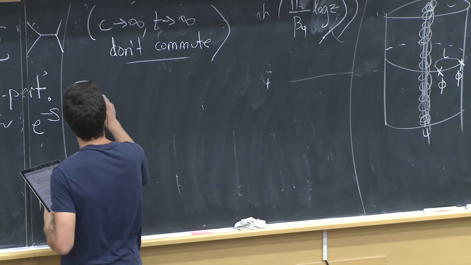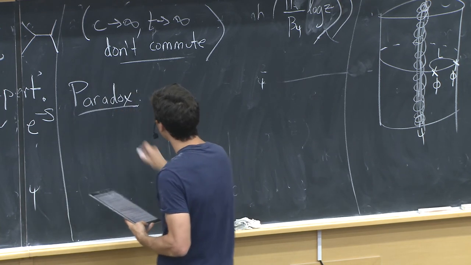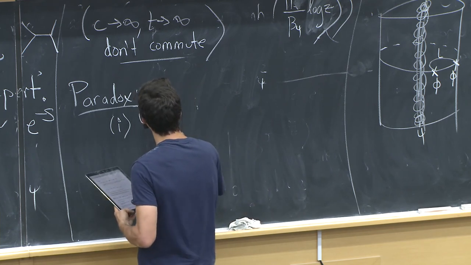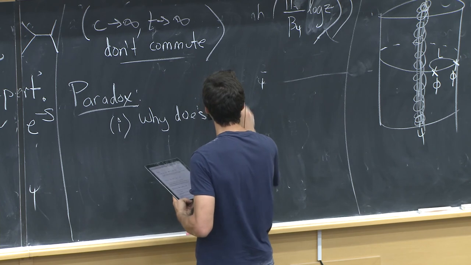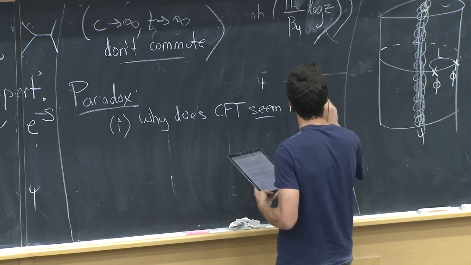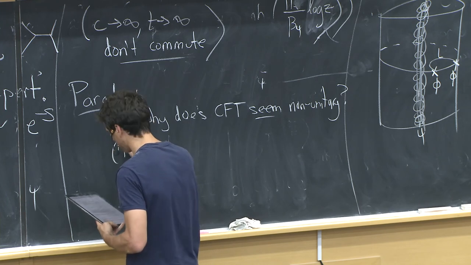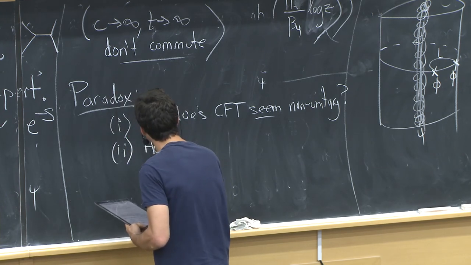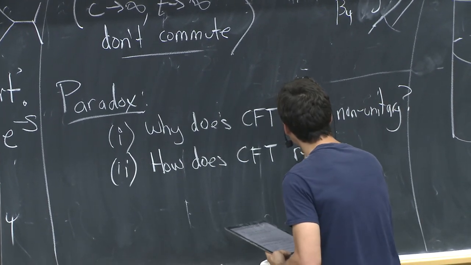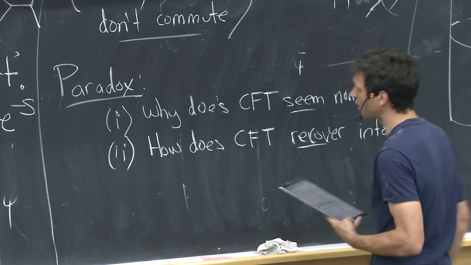In terms of the paradox, though, I want to stress that this does not really resolve the information paradox. You could sort of separate the information paradox into three pieces. The first is, why does the CFT seem non-unitary? The second is, how does the CFT recover that information?